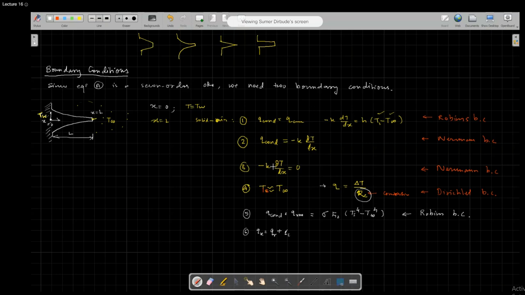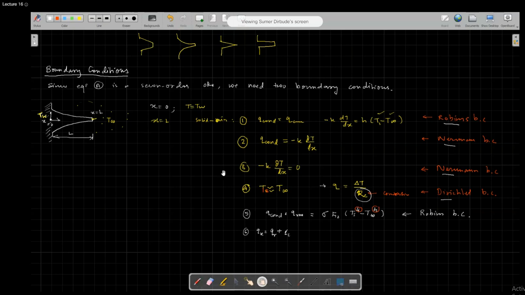Now, if you see these boundary conditions, the red ones, if K is constant and H is constant, they are all linear. They do not have a power of T. But this boundary condition is highly non-linear, as it has T to the power 4. So the non-linearity present in this Ts to the power 4 makes this problem non-linear.